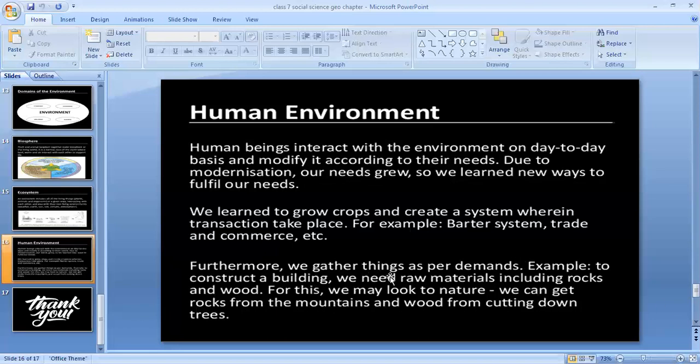Furthermore, we gather things as per demand. For example, to construct a building, we need raw material including rocks and wood. For this, we look to nature. We can get rocks from the mountains and wood from cutting down trees. All these things have become possible through human beings only. I think now this chapter will be more clear. Now you have to read the chapter from the NCERT.